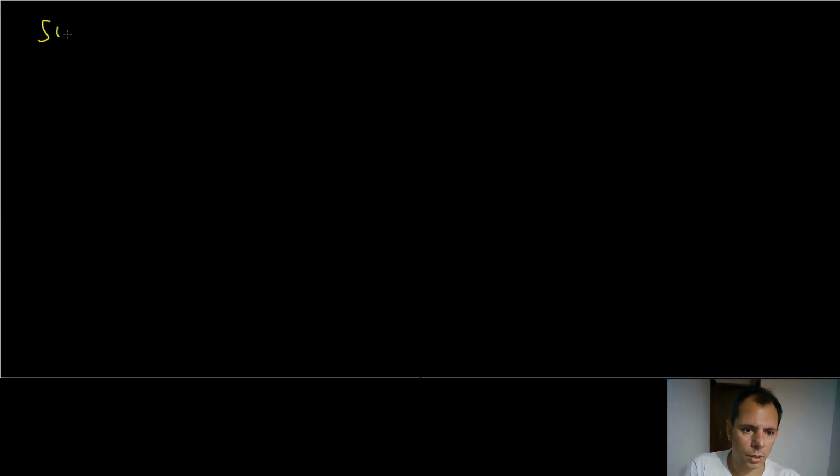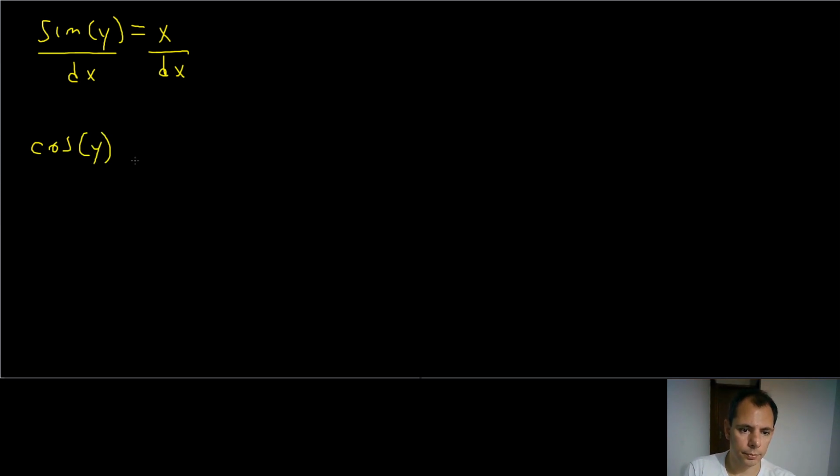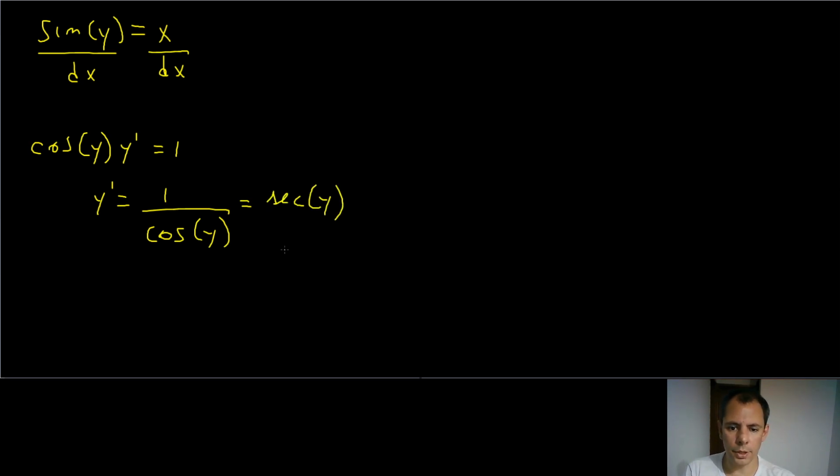Let's try a simple one for a change. Here, differentiate everything with respect to x. Okay, so this is going to become cosine of y, y prime equals 1, y prime equals 1 divided by the cosine of y, which is just the secant of y. And there you go. Okay, this equals dy/dx.